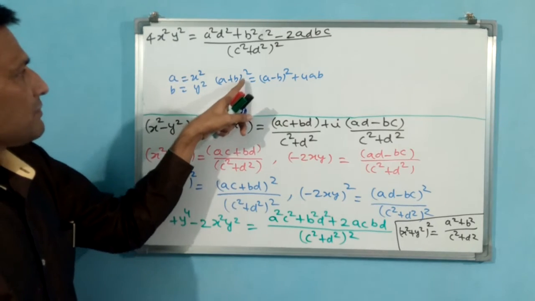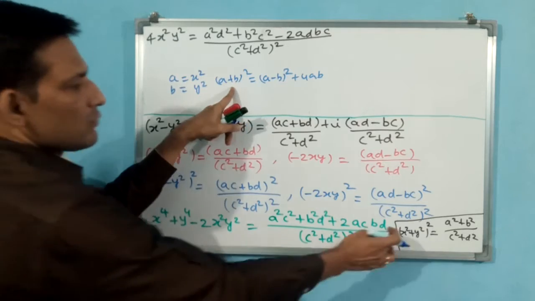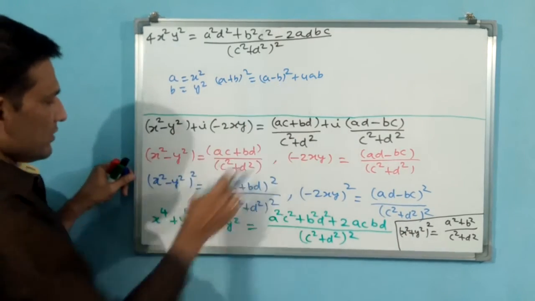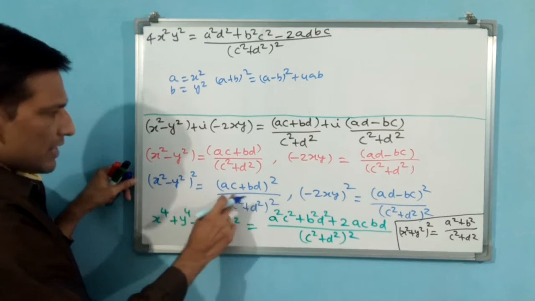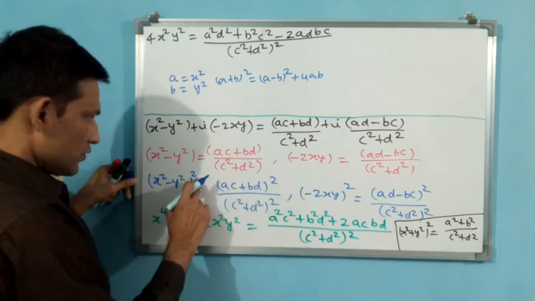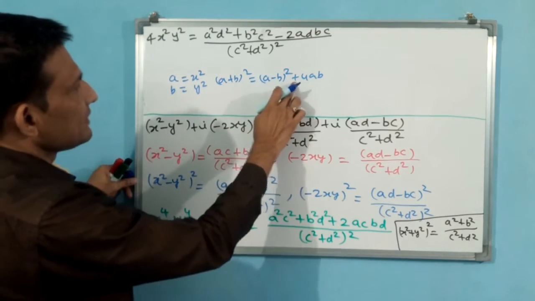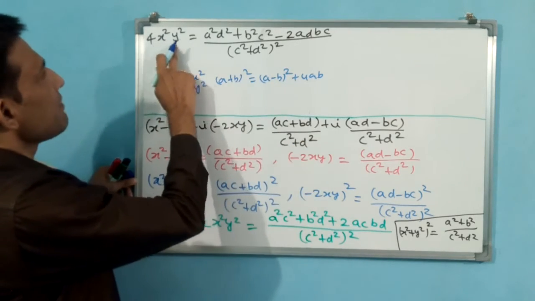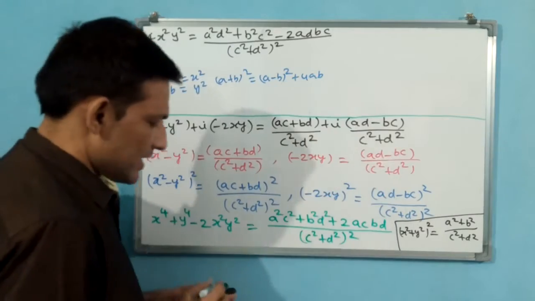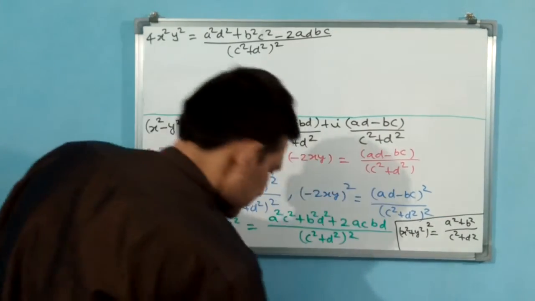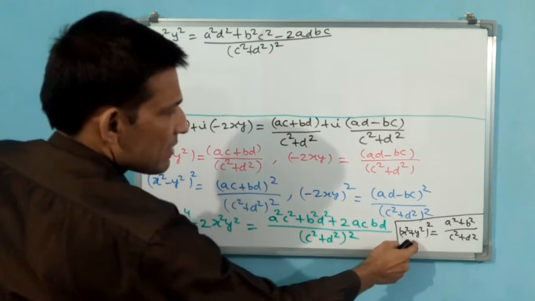See, for getting a plus b whole square, a means x square, b means y square, whole square, a minus b whole square. This is the a minus b whole square value. After squaring, this is going to come. Plus 4ab, the 4ab value is this one. That means on the RHS side you have to add. Okay, I am adding on the RHS side. This I am writing, you see.